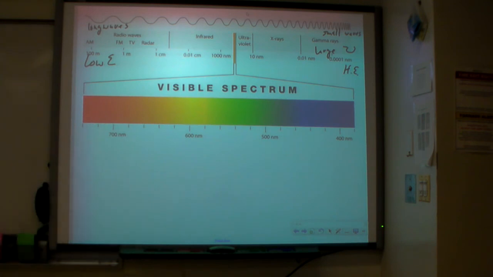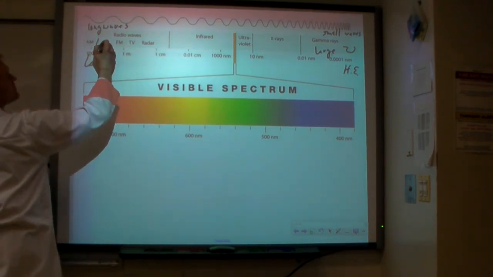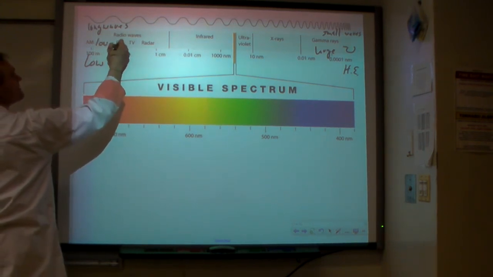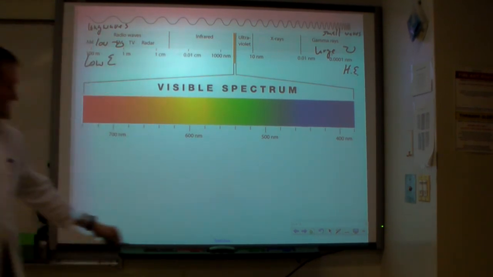Okay, so this side stands for large frequency. This is going to be low frequency on this side. Long wavelengths, small wavelengths on the other side. Out of this entire spectrum that's up here, which one of them can we see?